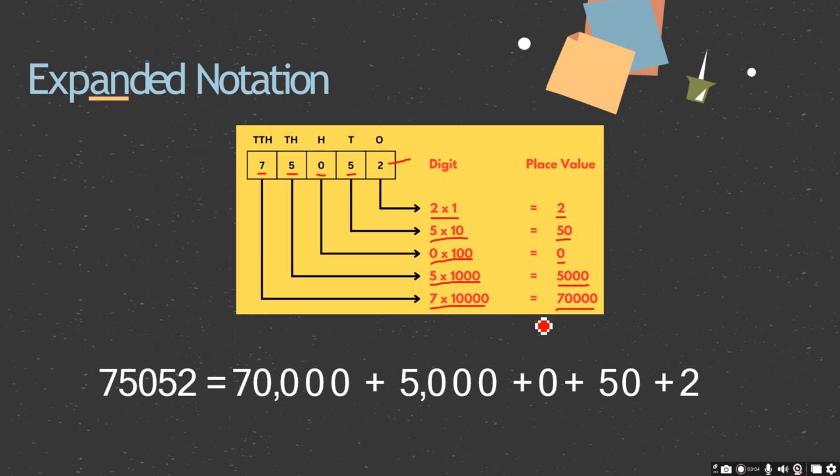See, 75,052 is equal to 70,000 plus 5,000 plus 0 plus 50 plus 2. This is the expanded notation of 75,052.